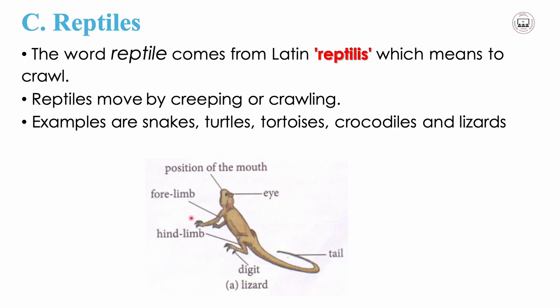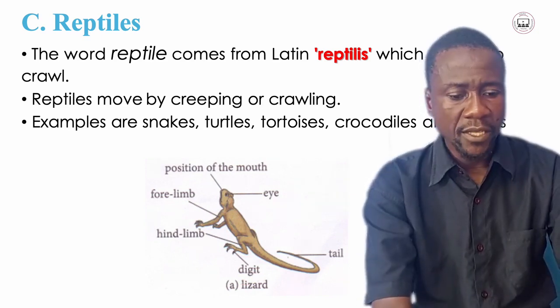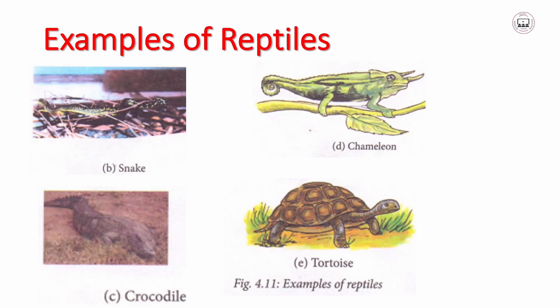This lizard has got so many external parts as well. You can see here we have the ear, and then the forelimbs, the hind limbs, and then the tail. Here we have the digit. Further, to see examples of reptiles, here we have the snake. Of course, it was captured in the bush. Still more, we have a crocodile here, and then the tortoise, and here we have the chameleon.